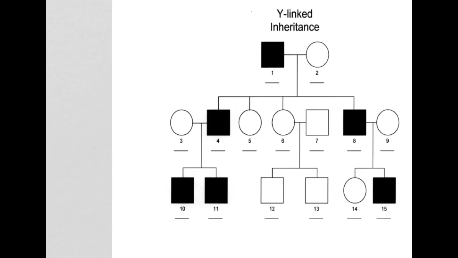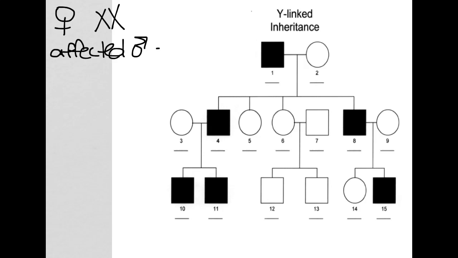Now, given Y-linked inheritance, we know that all females are going to be unaffected, and they're going to have the genotype XX. And if you have an affected male, then we know that his genotype is going to have to be XY star to denote that he has the diseased allele in question. And if we have an unaffected male, then we're going to say that his genotype is XY.